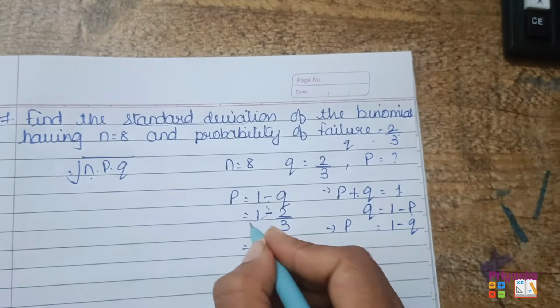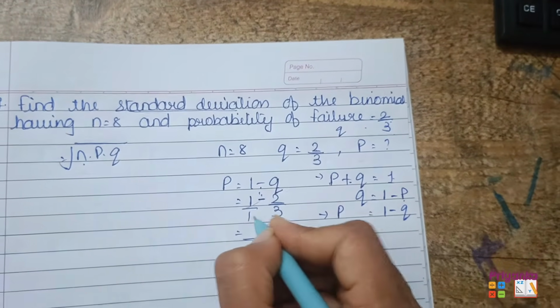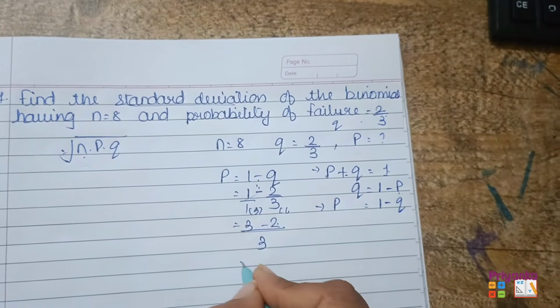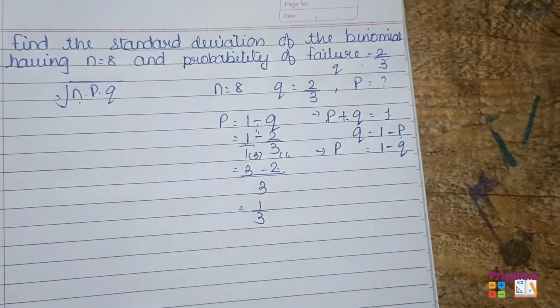If we take the LCM of this, again the common number will be 3: 3 1s are 3 and 1 2s are 2. 3 minus 2 is 1 upon 3. So here we get all the values.